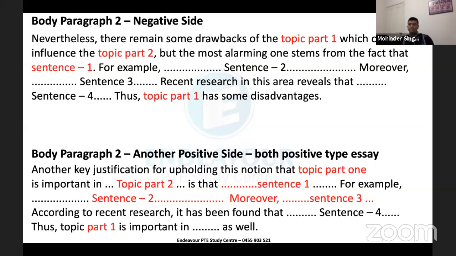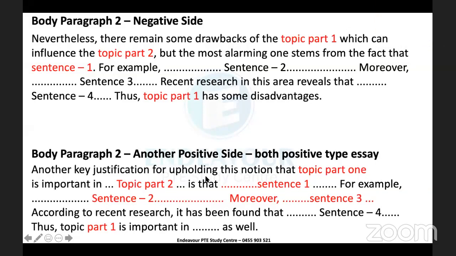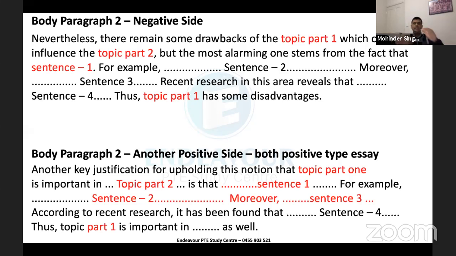Any question, please? With body paragraph one, what type of body paragraph was it related to? In most essay topics, in body paragraph one you are going to write the positive side, and then in body paragraph two, in most cases, you are going to write the negative side in opinion-based viewpoint type of essays. But if you have an essay in which they have asked only about advantages, you're going to write the positive side first, and then another positive side, another key justification. So it is based on the topics, and on your approach and thesis.